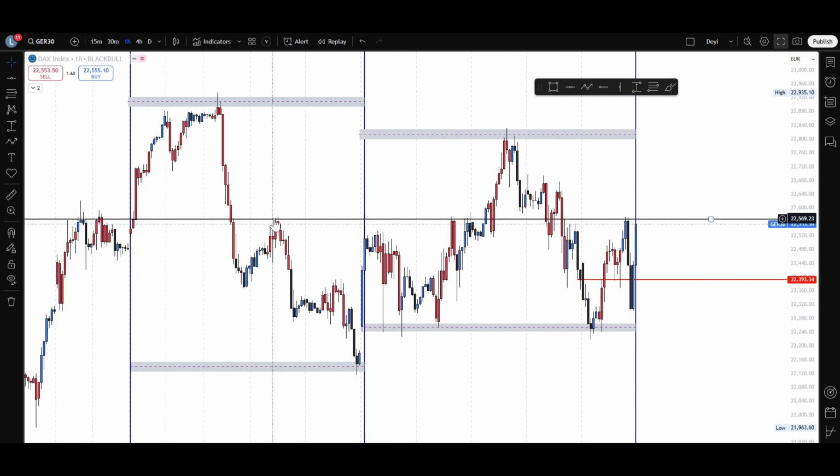1, 2, 3, 4, 5, 6. So if the market breaks, if there's a strong candle that is going to break this, we are only looking for a retest, and then we're going to buy to this level, something like this. Definitely. So this is going to be 250 pips approximately.